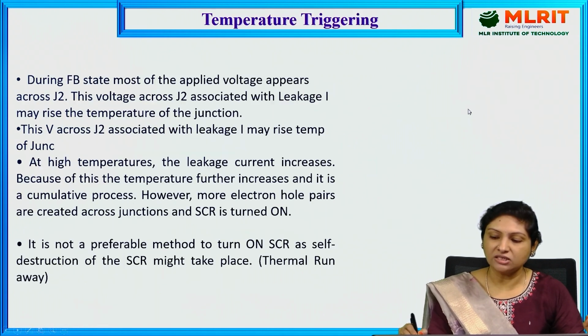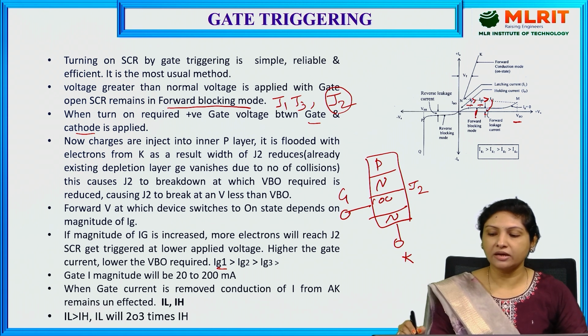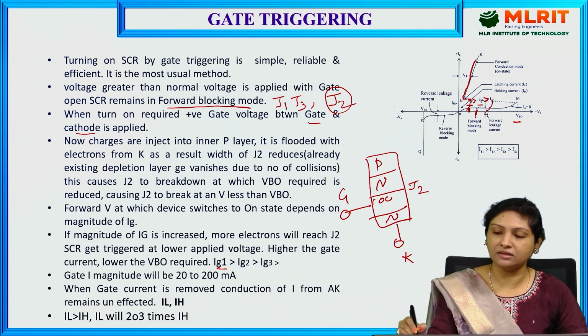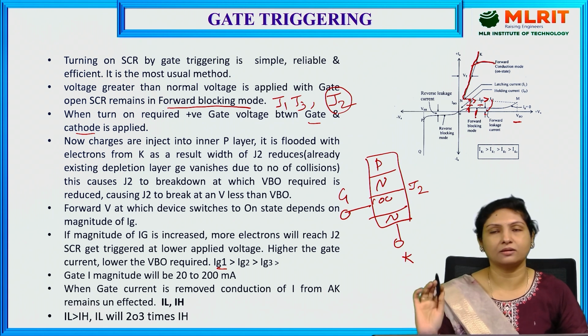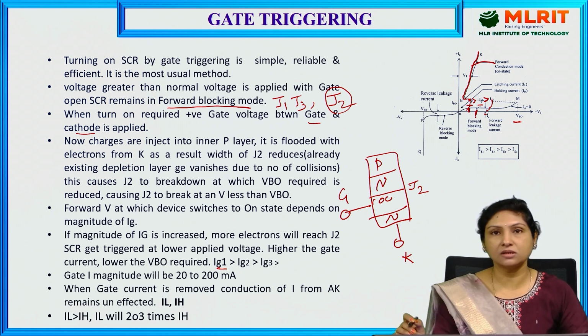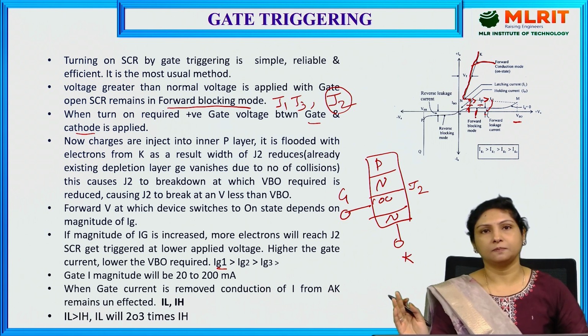And in the case of IG1, the current is further more than that of IG2, and the forward breakover voltage required to turn on the thyristor into the on state is further less. And finally, this gate pulse is sufficient to bring the thyristor into the on state, and finally the thyristor conducts, and this is the forward conduction mode current. So this is how we can bring the thyristor into the on state using gate current.